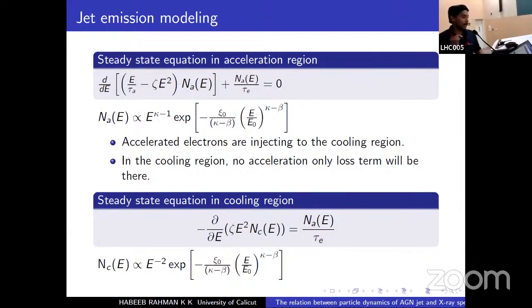Yeah. So these accelerated electrons will be injected into the cooling region. Then we solve the equation in the cooling region. Finally, we will get this equation, the electron distribution in the cooling region where the cooling process is happening.